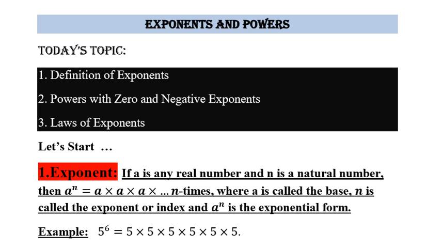See, I have written here one example, 5 to the power 6. That means we have to write 5 how many times? 6 times. See, I have written here 5 into 5 into 5 into 5, 6 times we have to write. And for this exponential form, 5 is the base and 6 is the exponent. And this complete form, 5 to the power 6, is called exponential form.